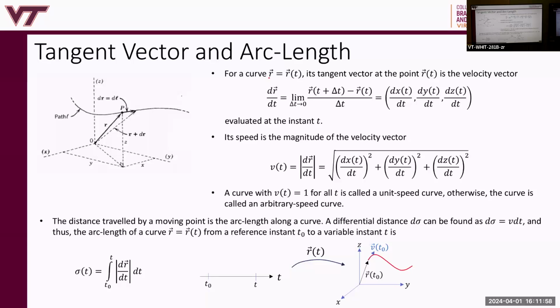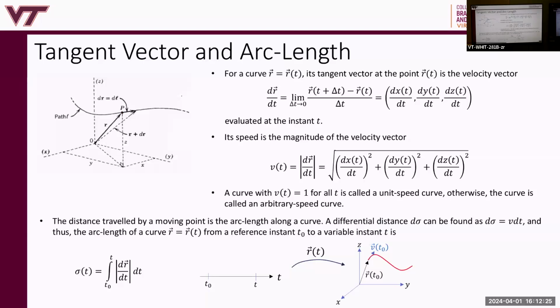So for a curve r equal to r of t, so here's r, position vector r, which is a function of t, right? For a curve that's described by that kind of parameterization, the tangent vector at the point r of t at a given point is the velocity vector. And that velocity vector is just given by dr/dt. All right?